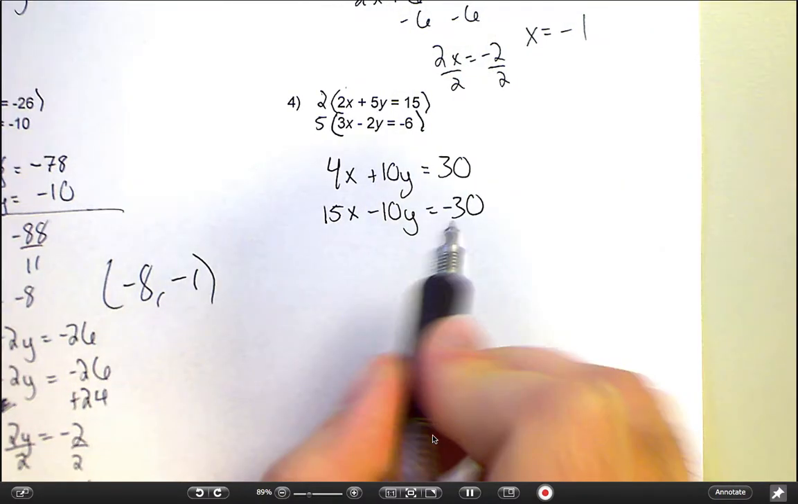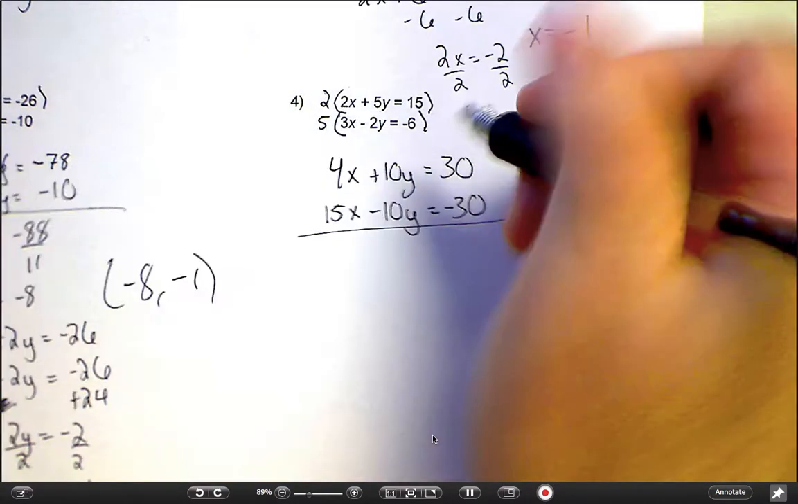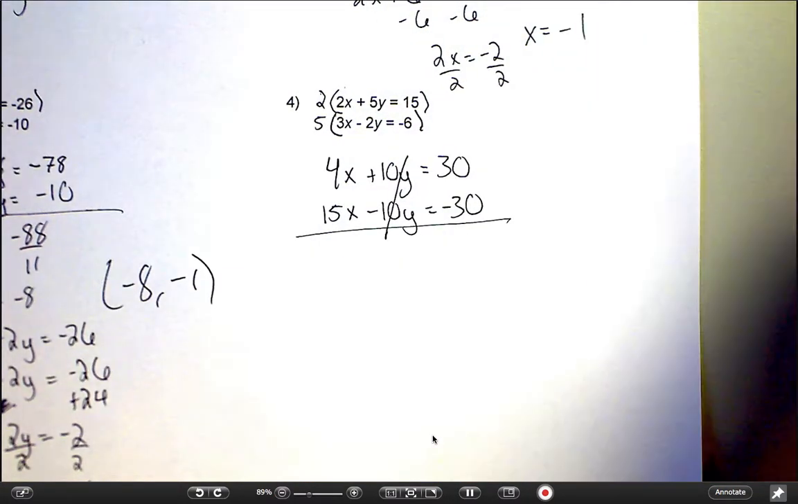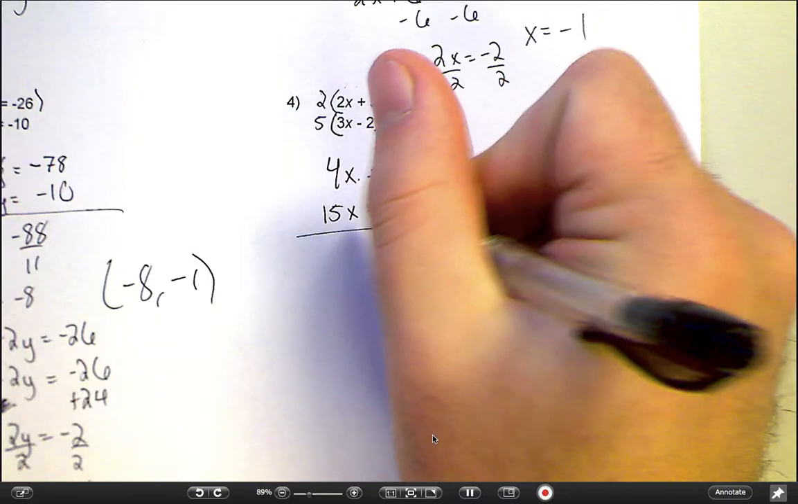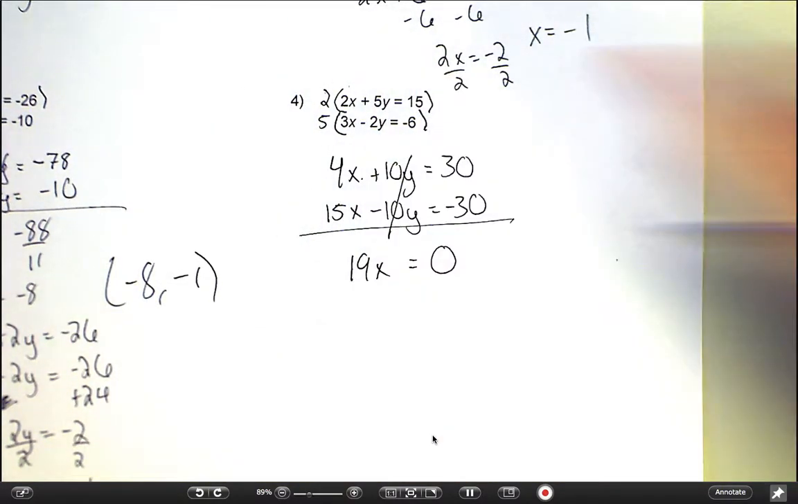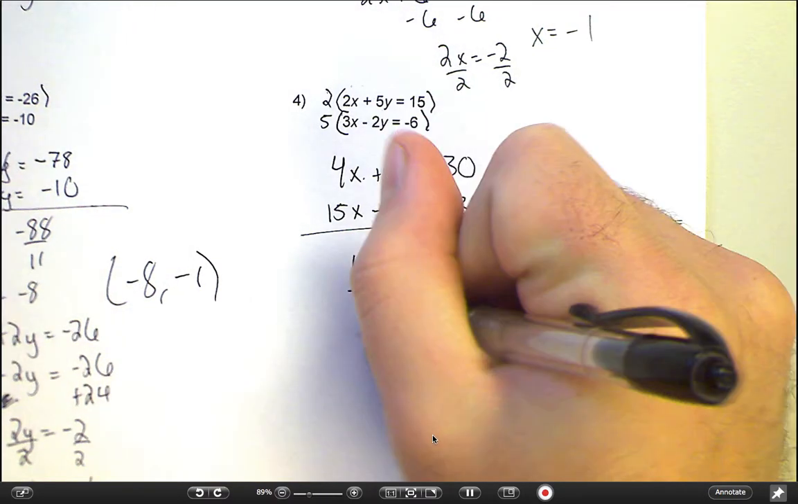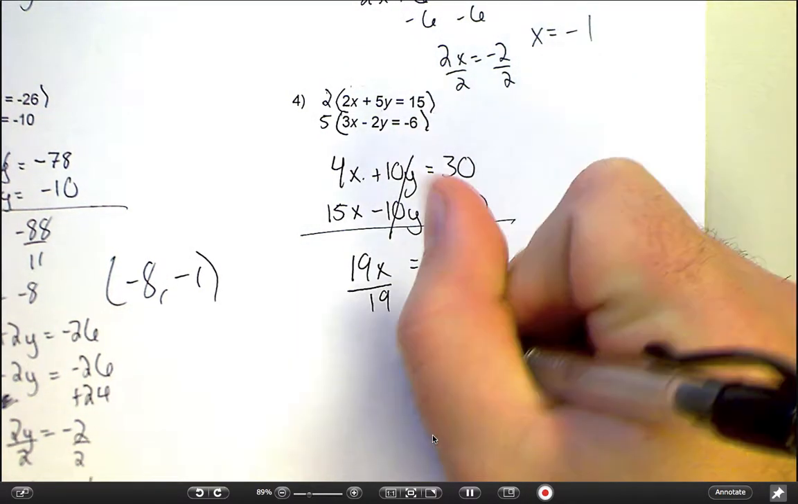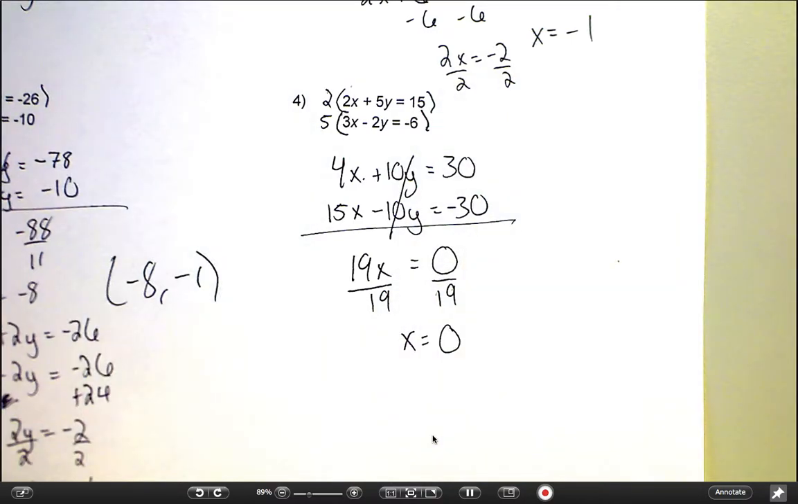Okay, from there I can go ahead and add these things together. My y's are going to cancel just like I wanted. 4x plus 15x gives me 19x. 30 plus a negative 30 gives me a 0. Okay, then I can go ahead and divide by 19, and I'm allowed to divide 0 by 19. It just gives me 0.